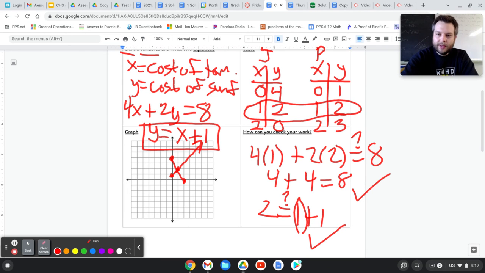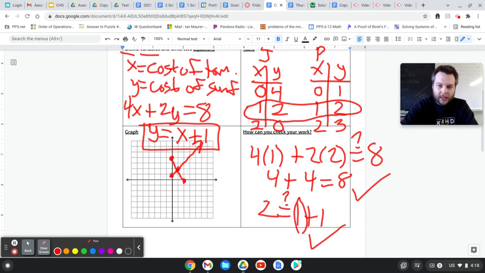It is absolutely crucial that you are able to make these tables and these graphs for this sort of word problem situation. Okay, thank you for watching.